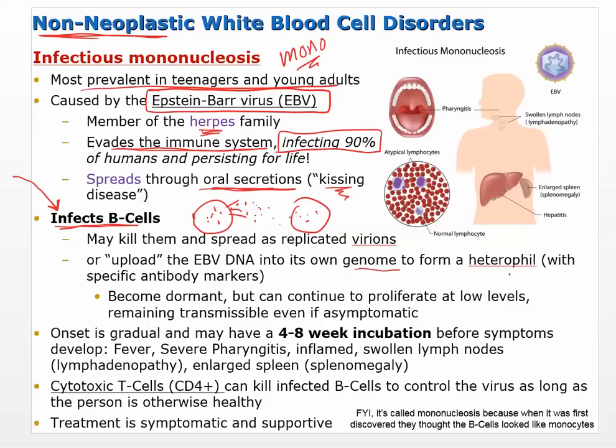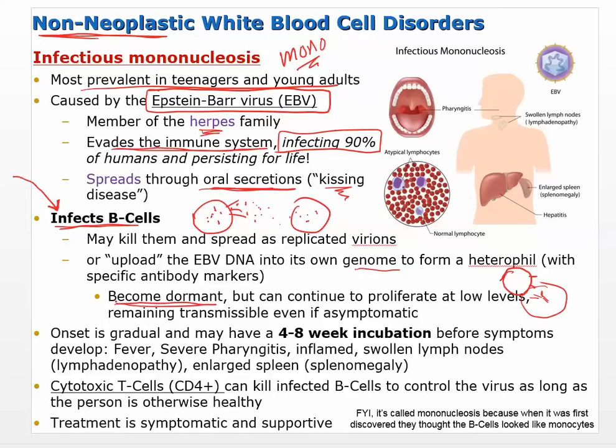And now this cell can survive, but it will produce markers on the outside of the cell that the immune system can recognize. And so you can tell if someone has been infected by Epstein-Barr because they will have these antibody markers. Okay, but it's not enough to get rid of it. And this is why it can become dormant.